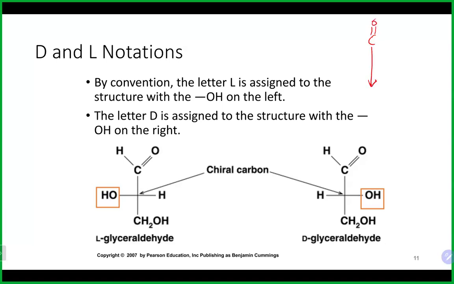So wherever your carbonyl group is, which is usually on the top of these, we're looking for the carbon and the OH group, and that, by the way, needs to be a chirocarbon. So we're looking for the last chirocarbon from the carbonyl group, or the most oxidized group up there. And whichever side the OH is on that particular carbon will give you either your D or your L. If it's on the right-hand side, it would be the D notation.